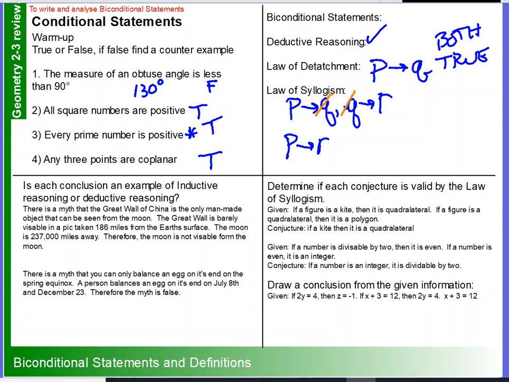Doing okay so far? Well, they're statements. They're mathematical or logical statements. So let's look at an example.